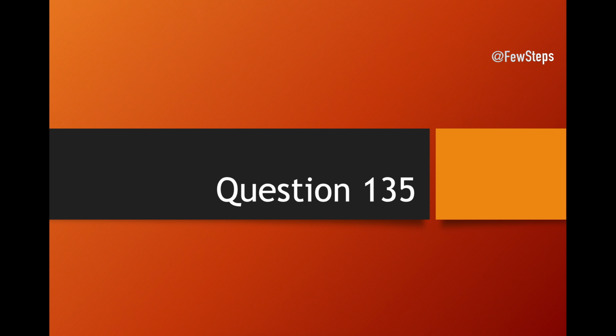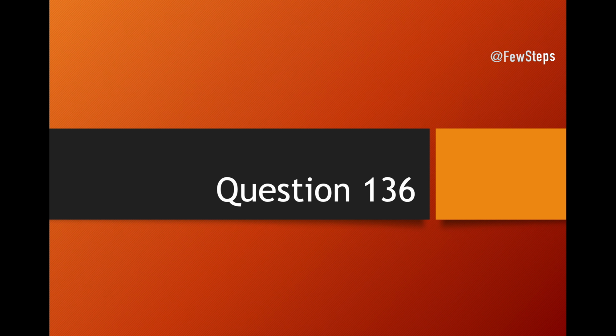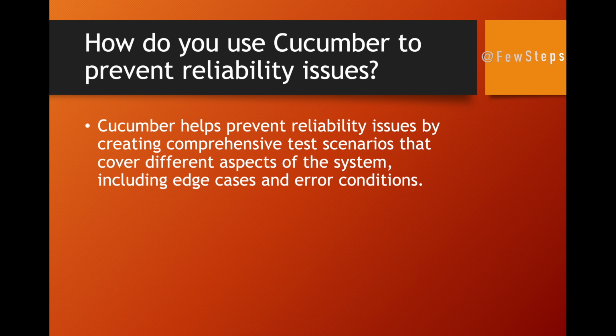Question 135. How do you use Cucumber to find reliability issues? Cucumber helps by executing scenarios and validating outcomes, allowing us to identify inconsistencies or unexpected behavior that may indicate reliability issues. Question 136. How do you use Cucumber to prevent reliability issues? Cucumber helps prevent reliability issues by creating comprehensive test scenarios that cover different aspects of the system, including edge cases and error conditions.